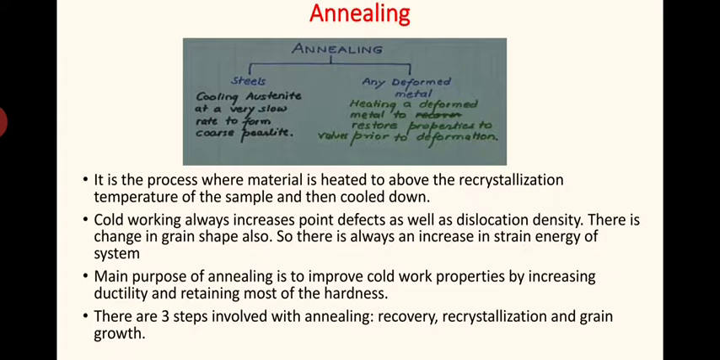But here annealing is done for any deformed metals or alloys. Here also the process is the same: heating a deformed metal to restore its properties to values prior to the deformation. So the basic idea of annealing is to restore the properties of a deformed material to its initial values.